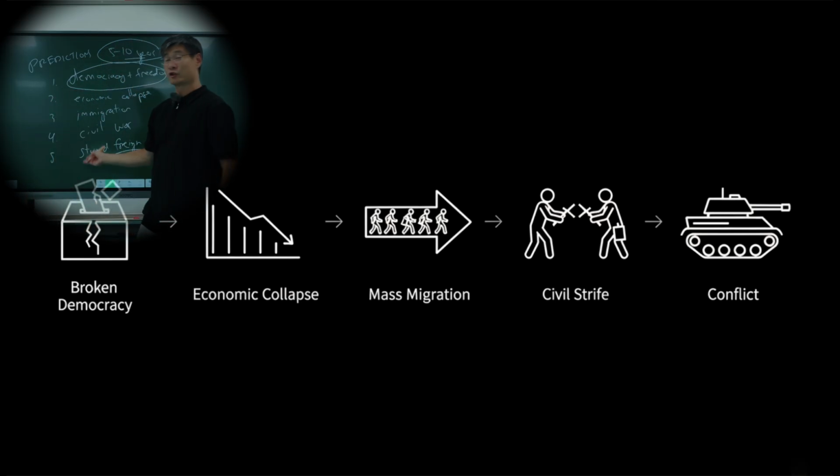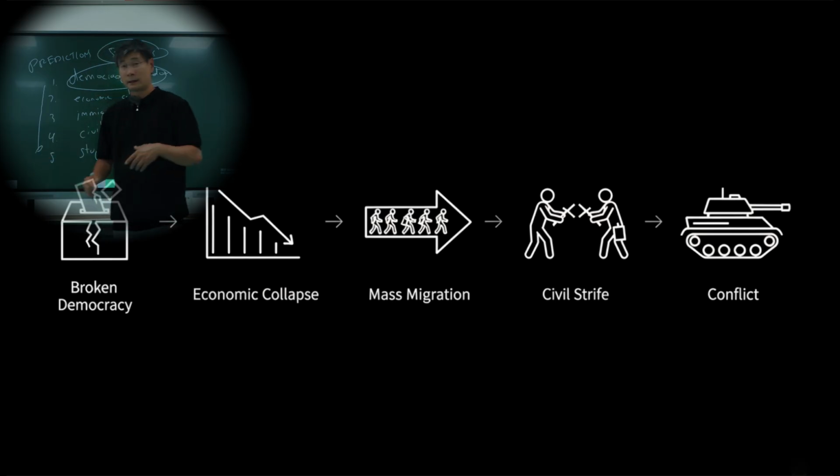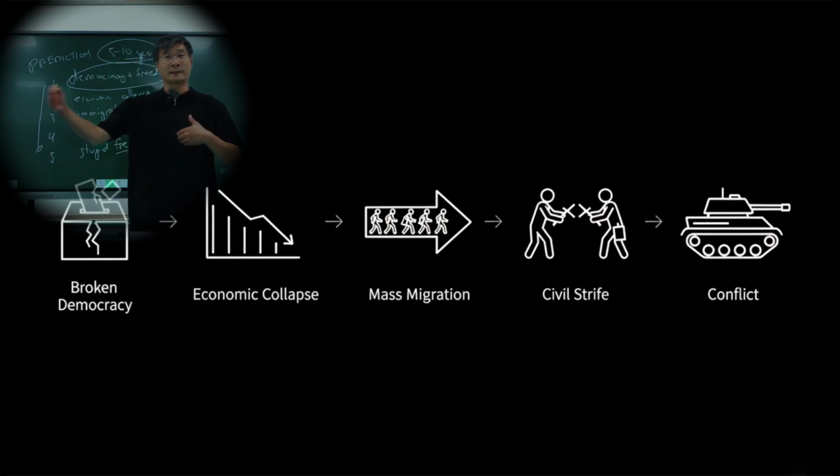And these are my 5 predictions for the world for the next 5, 10, 20 years. Okay? Europe and America will see less freedom and democracy. There'll be economic collapse, increased immigration, civil conflict, and then ultimately stupid foreign wars. And I'm not saying this happens in a sequence. I'm saying you'll see all 5 things. Okay? But they may happen in a different order.